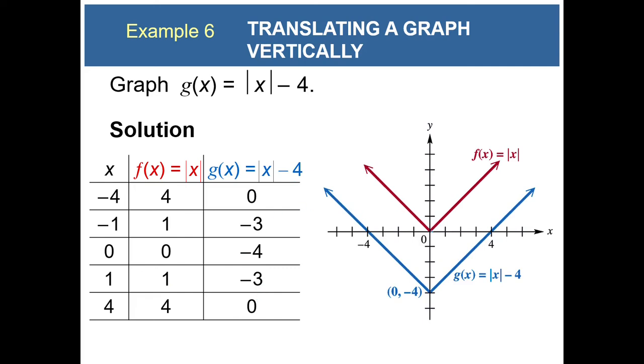In red is the original parent graph. The points are negative 4, 4, negative 1, 1, 0, 0, 1, 1, and 4, 4. Notice what happens to the graph when we have a negative 4 on the outside. It shifts all of these points down 4. It shifts all of the corresponding points down 4.